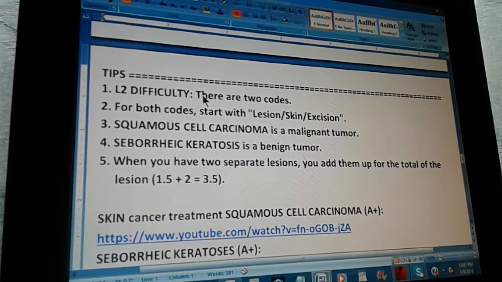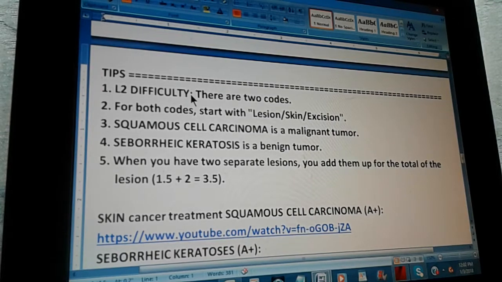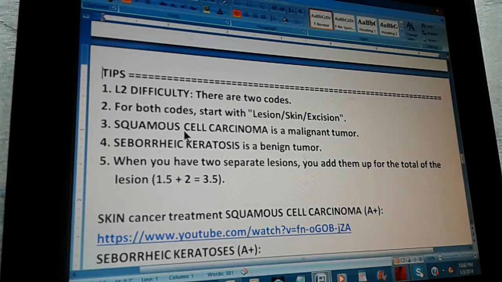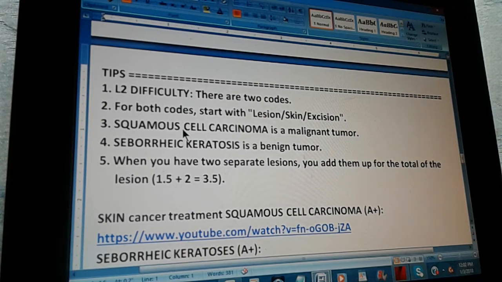Okay, first tip. First tip is level 2 difficulty. There are 2 codes. That's why we consider it level 2. It is not easy. I mean, you have to find the first code and you have to find the second code, right? And now, tip number 2. For both codes, start with lesion, skin, excision. Both codes you get to with just the same path. You go to lesion, and then lesion and what part of the body? In the skin. And what are you going to do with this lesion of the skin? You're going to take it out, excision. That's the beginning, okay? For both codes.